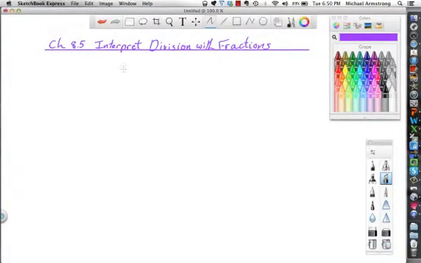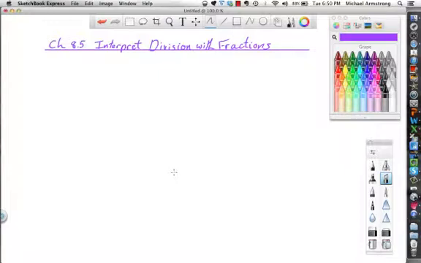Okay, we'll get right into chapter 8.5. This chapter is to interpret division with fractions, and that really just means story problems. Or how can you use diagrams, equations, and story problems to represent division? Now, we're always talking about how to represent division because we're trying to help all of the students understand what division, and especially with consideration to fractions, what that really means, what that looks like.